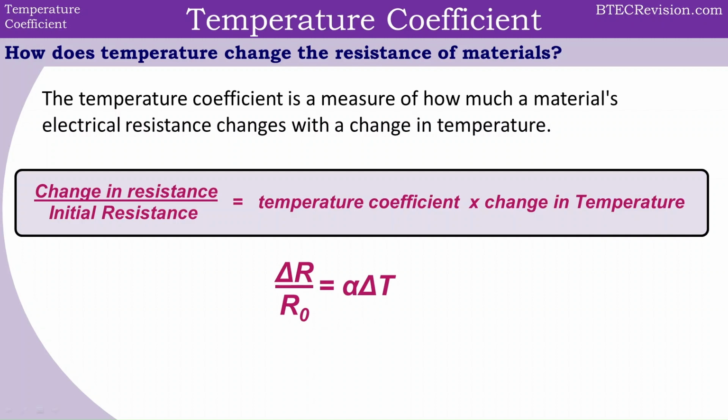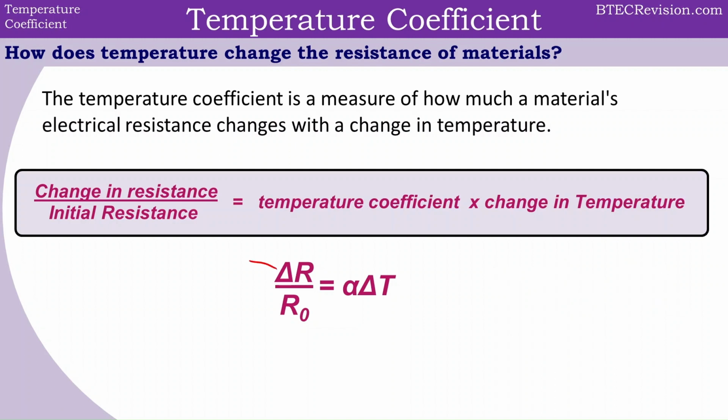To work out the temperature coefficient unit, you'll have to rearrange this equation for alpha. So alpha will equal the change in resistance divided by R naught, and that would be divided by delta T. Now, looking at the units here, change in resistance is ohms. Resistance initial is also ohms, and change in temperature is measured in degrees Celsius or Kelvin. And we can see ohms cancel out, which gives us a unit of degrees Celsius to the power of -1.